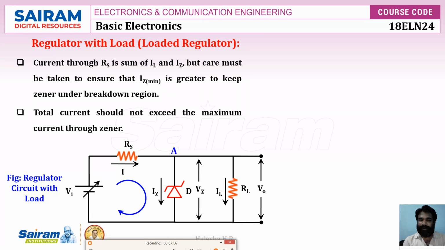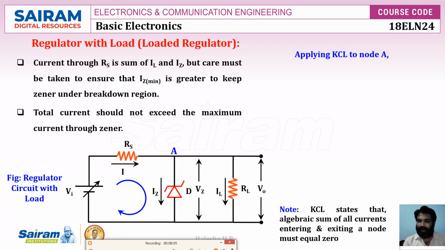So let's consider this is the node, node A. To this node we apply KCL. You know KCL states that the algebraic sum of all currents entering and exiting a node must be equal to 0. Otherwise, current entering the node is equal to current exiting from the node. That means I is equal to IZ plus IL. I is the entering current, IZ and IL are exiting currents.